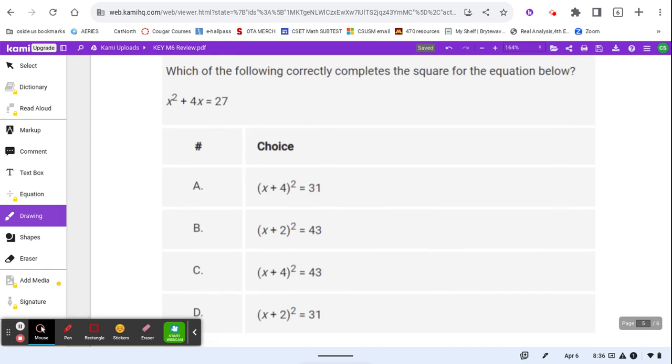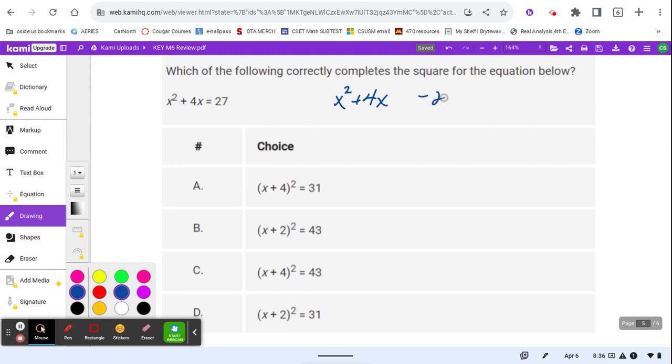All right, on this next one, I'm going to show you how I taught you in class, and then I'm going to show you a kind of faster, simpler way to do it. So I taught you guys to move the 27 back to the other side, right? We always want these equal to 0 when we start. And then you guys go off to the side and do your B work.